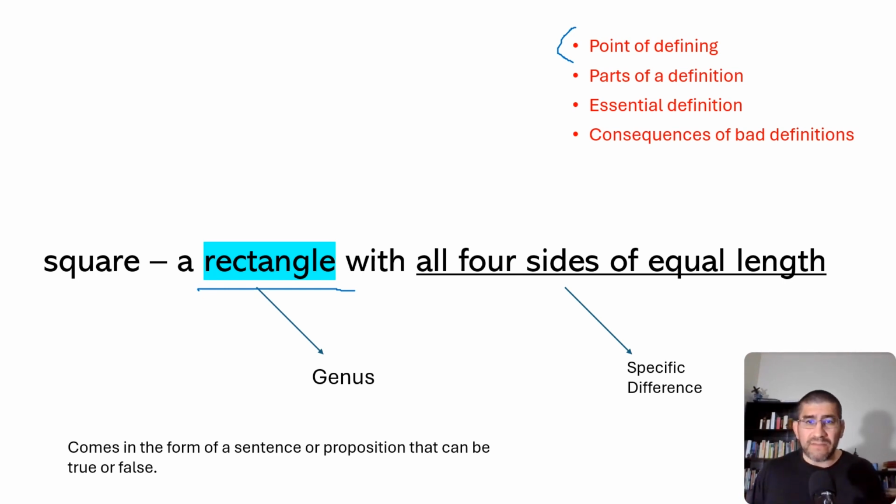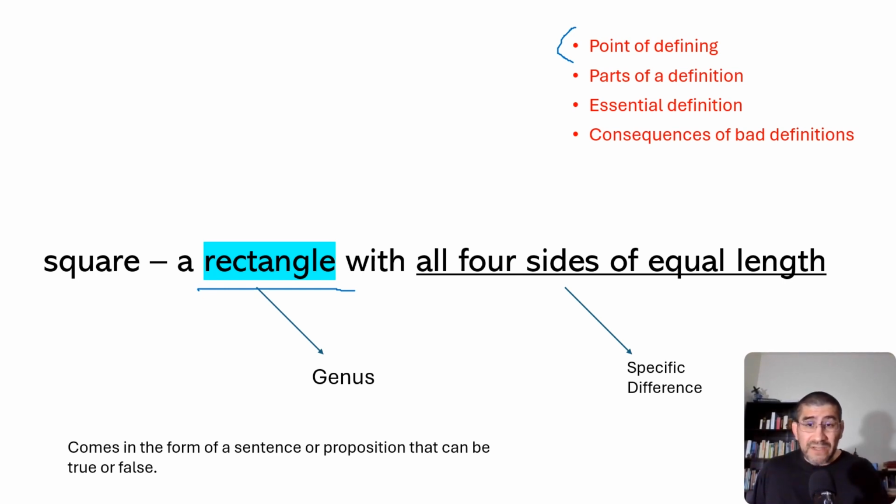The second part of a definition is called the specific difference. The specific difference is that characteristic that differentiates the thing you're defining from the rest of the things in the genus. So here we have all four sides of equal length. That characteristic differentiates the square from all the other rectangles, from everything else in the genus.